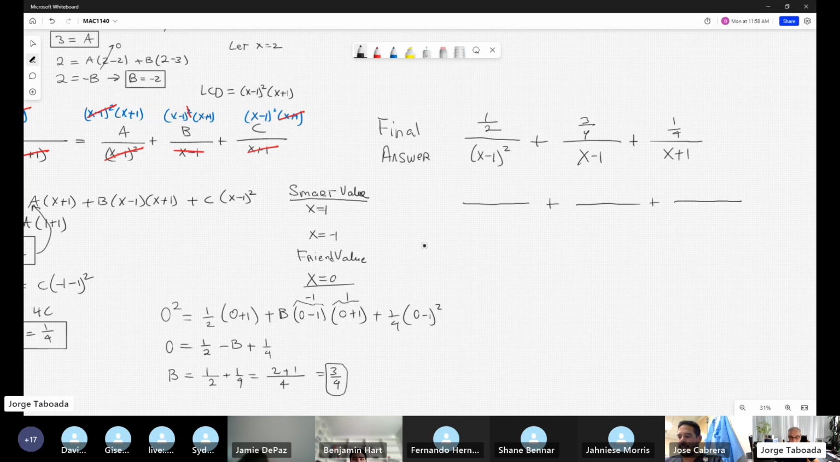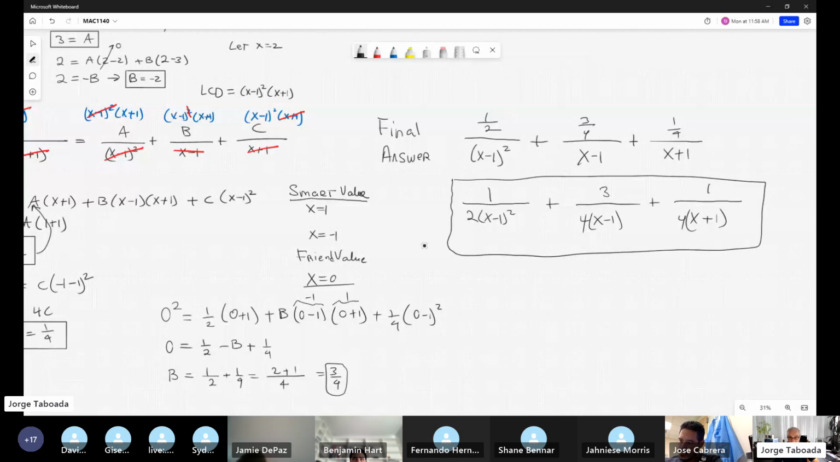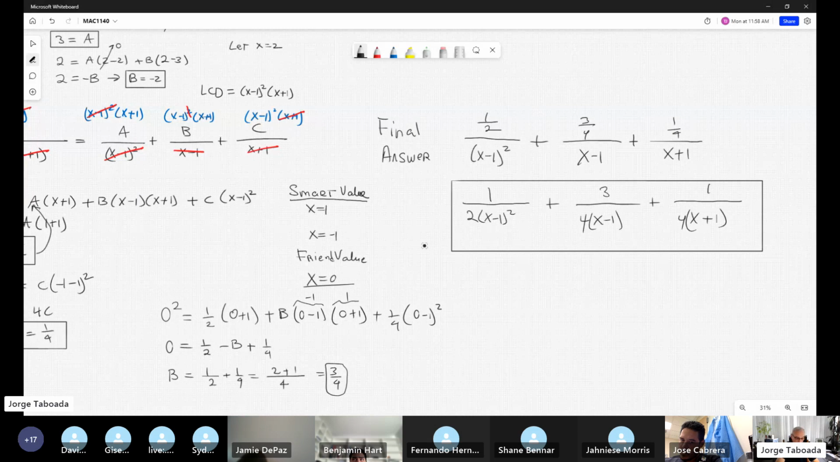Let me show you. You copy here x - 1 squared, and you put 1 here and 2 in the denominator. This is equivalent, the same. For x - 1, yes, you put a parenthesis, and you put 3 in the top and 4 in the bottom. And for x + 1, parenthesis, 1 in the top and 4 in the bottom. This is equivalent, this is the same, but this is more elegant, and more suitable to work in calculus.